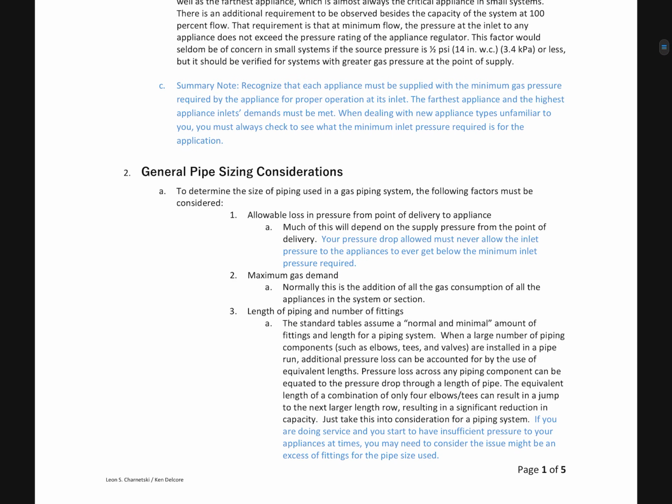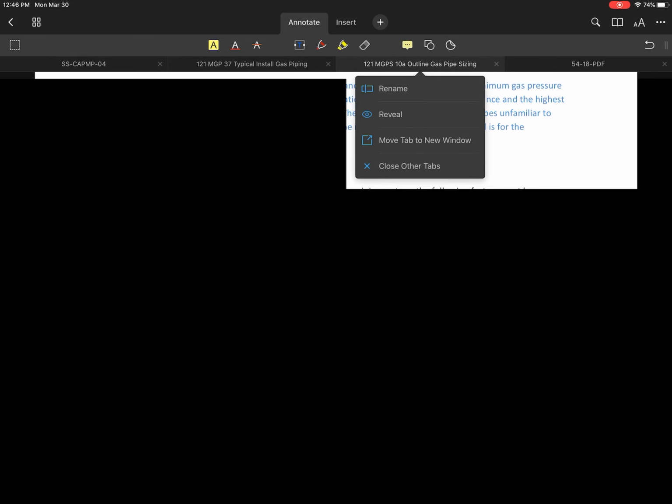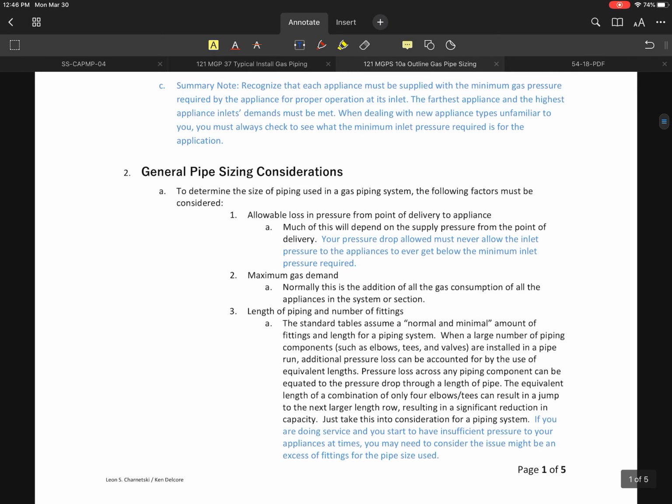So in summary, I want you to recognize that all of your appliances have to be supplied with a minimum amount of gas pressure that's going to allow that unit to operate correctly and give you the right amount of fuel at the inlet of that appliance. Generally, the farthest appliance and the appliance with the highest demands have to be met. We usually call that the longest length or longest run. The one that has the most restrictions is the one you have to size for, and you also have to make sure the demands are met. Again, I made a note of that: when you're dealing with new appliances you're not really familiar with, make sure you are looking at the minimum inlet pressure they need for their consumption. So, good place to start.